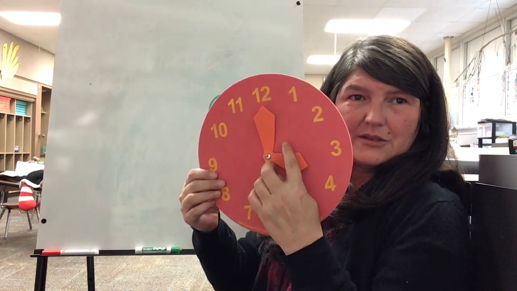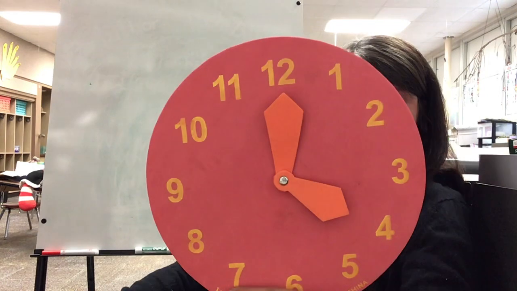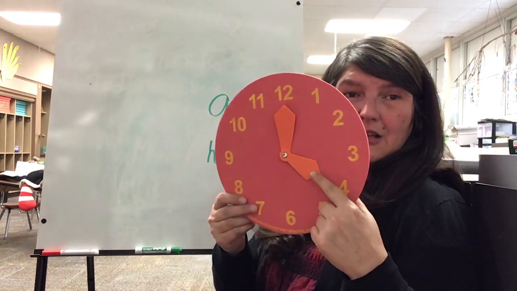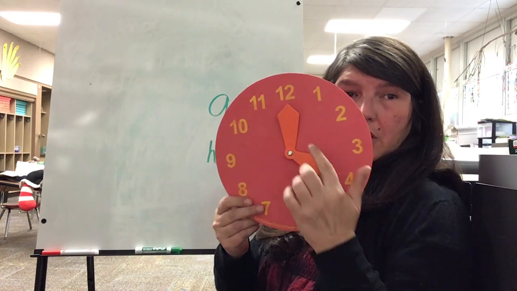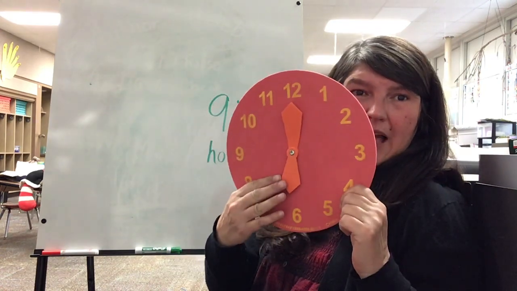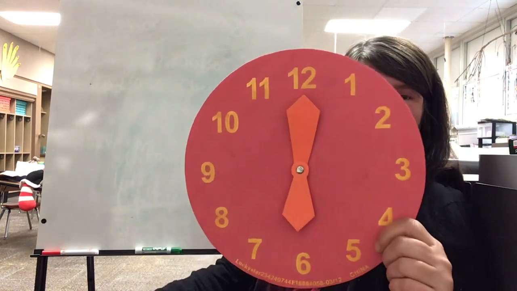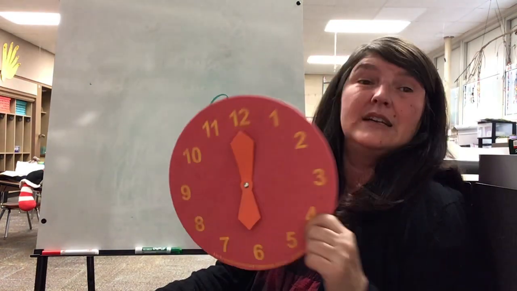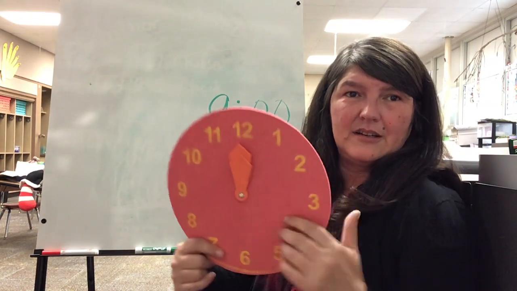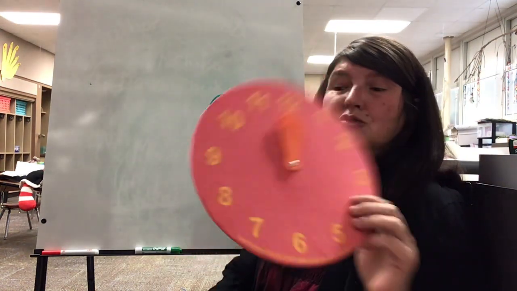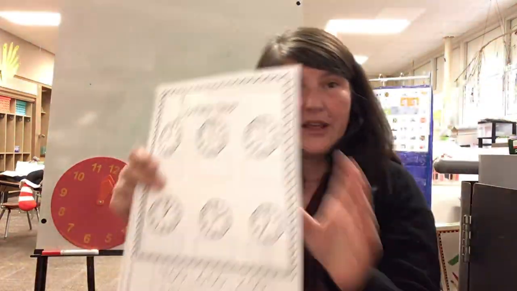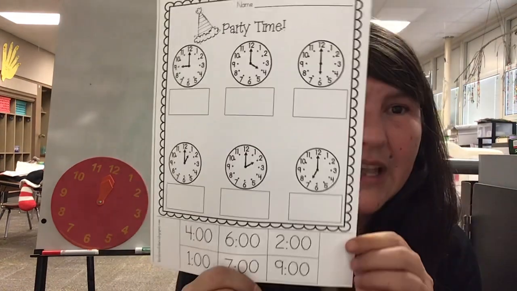What time is this one? 4 o'clock, right? Because the short hand is pointing to the 4. What time is this one? If the hour hand is pointing at the 6, what time does it make it? 6 o'clock. What if it's up here? 12 o'clock.